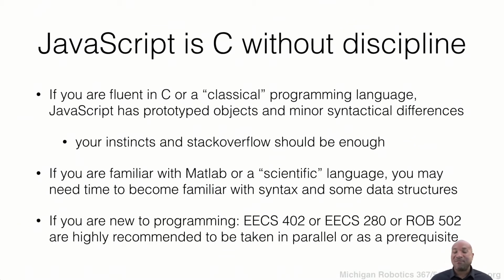If you're new to programming, there's going to be a bit of a learning curve, and so it's highly recommended that you take a course like EECS 402 or EECS 280, or the new course that's being offered, which is ROB 502, Programming for Robotics. These are highly recommended for you to take either as a prerequisite to this course or in parallel to this course. We'll do our best to help people that don't have programming experience. But you should know that this is going to take some work on your part, but also the course staff is here to help you through that as well.